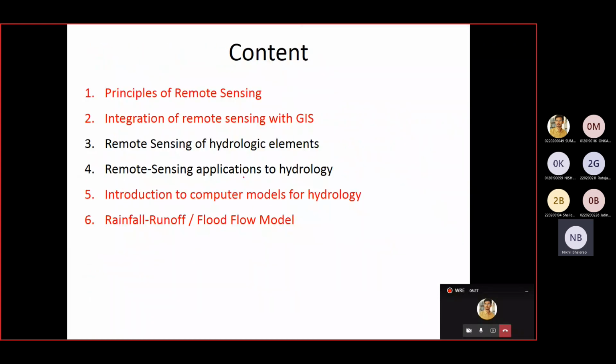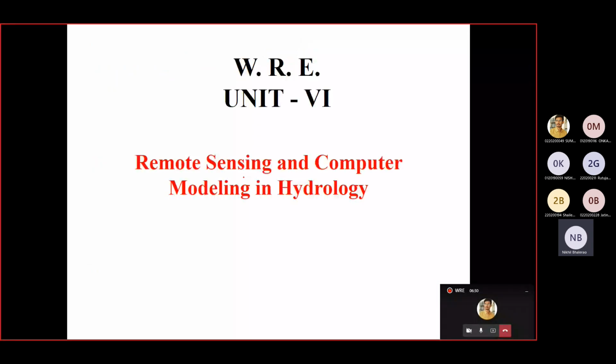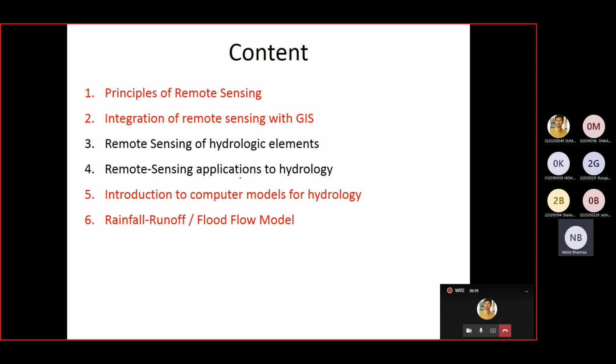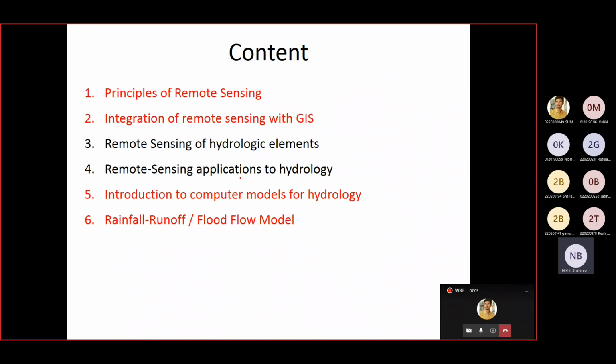So in the last session, we started with Unit 6, that is remote sensing and computer modeling in hydrology. To start with this, we discussed the contents of this unit. It starts with the introduction to remote sensing. After that, we are supposed to discuss the various principles involved in remote sensing, which are useful for capturing the data present on the earth surface, and for that purpose we need to understand how remote sensing actually works. So we are going to see these principles of remote sensing.